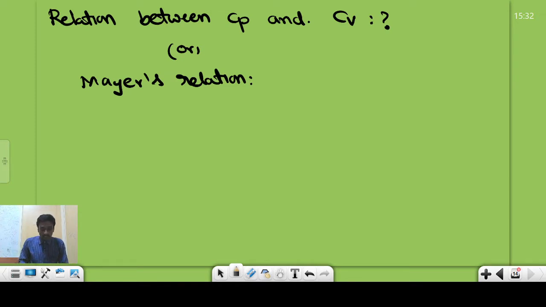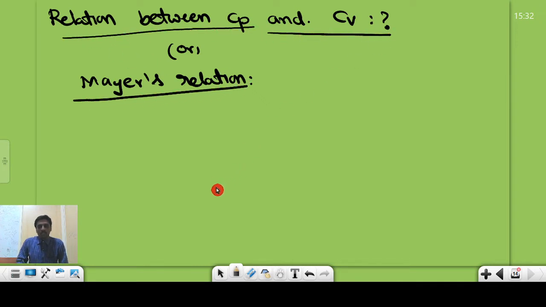So, in the last class we discussed the definition of Cp, the molar specific heat capacity of the gas at constant pressure, and in the previous class we discussed the molar specific heat capacity of the gas at constant volume. Today our goal is to learn about the relation between Cp and Cv, that is, Mayer's relation. This is a very simple formula, and it may be asked in competitive exams also. Based on this formula we are going to derive some other formulas also.